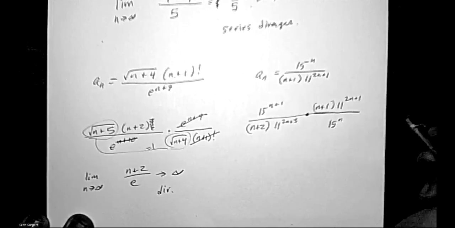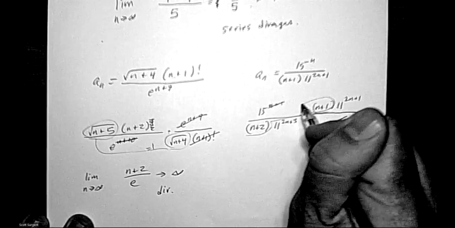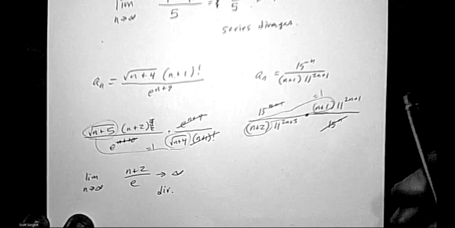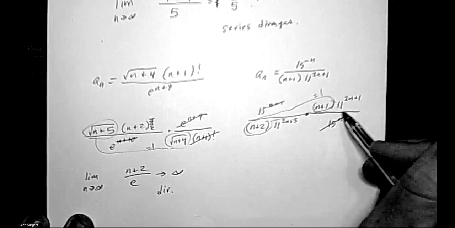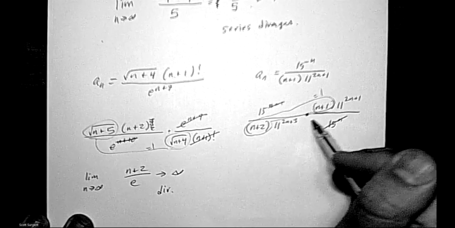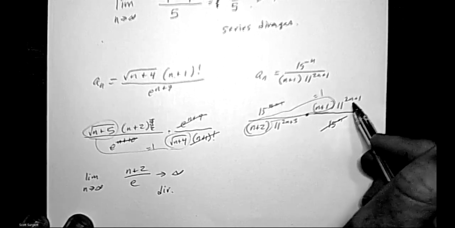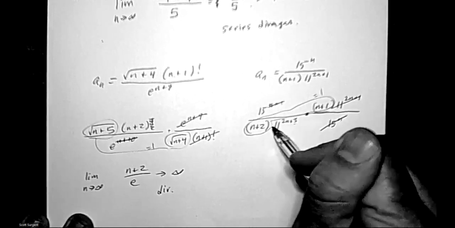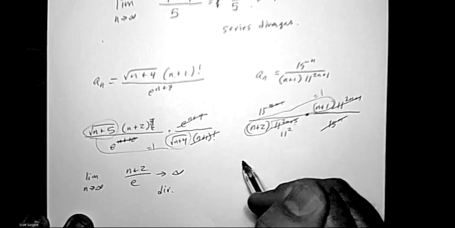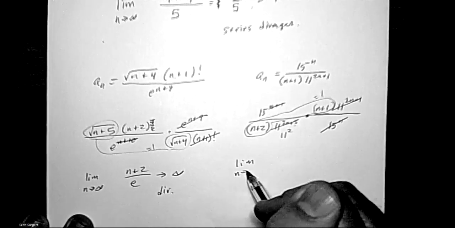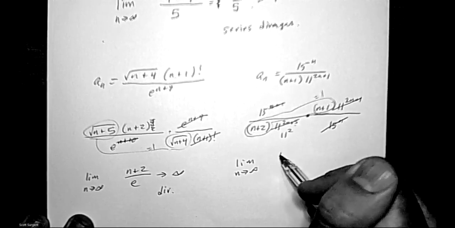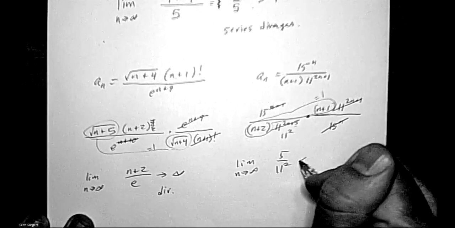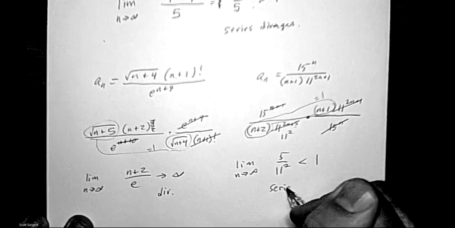So again, cancellation. All these guys take out all but one of the 15s. These parts are just going to go to one, so they're not going to play a role. This is interesting right here. Check this out. You actually have two more 11s on the bottom than on the top. So all these guys are going to take out all but 11 squared. So you're going to get the limit as n goes to infinity. Well, you get a couple constants here. You get 15 over 11 squared. And that's going to be less than 1. So the series will converge.